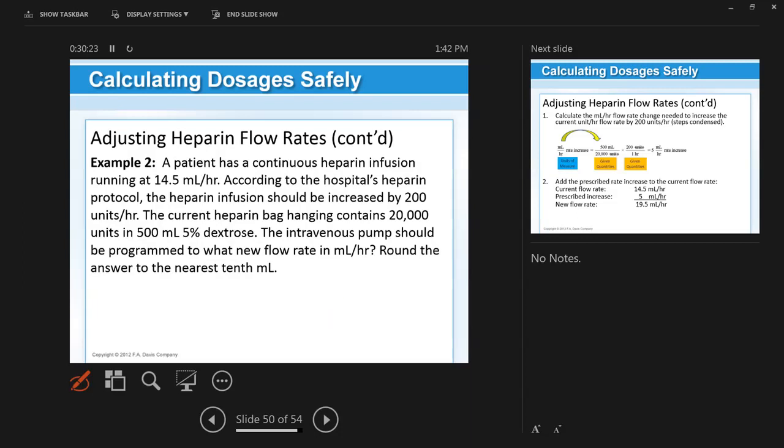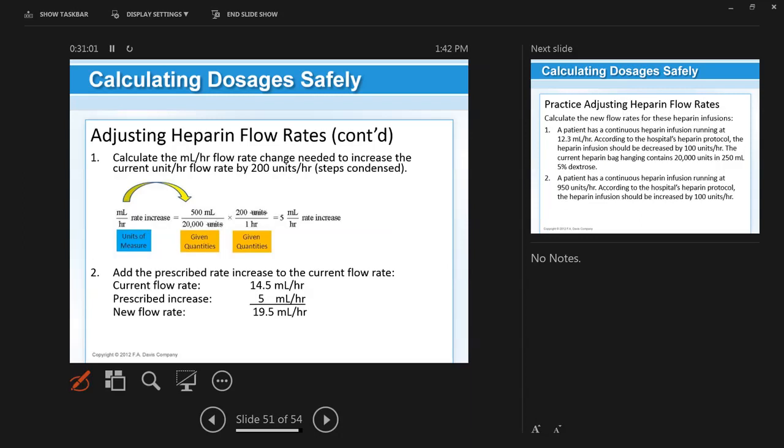This example here shows us that a client has a continuous heparin infusion running at 14.5 milliliters per hour. According to the heparin protocol, the infusion should be increased by 200 units per hour. The current bag hanging contains a concentration of 20,000 units in 500 milliliters, and the IV should be programmed to how many milliliters per hour? Round to the nearest tenth mL. So, a lot of information given in this one, but let's just look at what we're looking for. We have a pump in front of us, we have a patient in front of us. How many mLs per hour should we set our pump to?